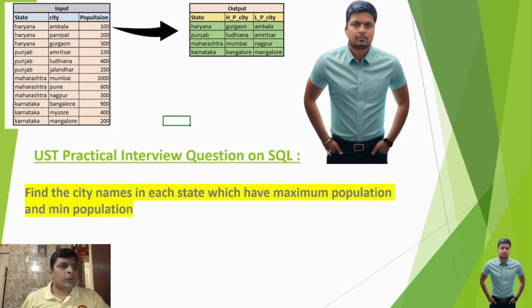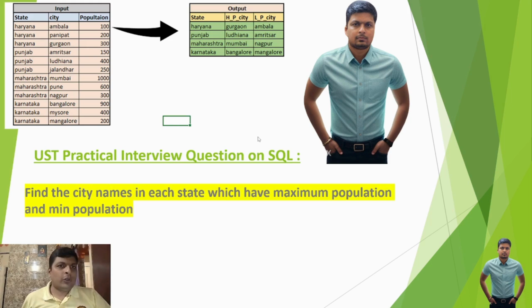So you can see here Haryana state has the highest population city, Gurgaon, and Ambala has the lowest population city. In Punjab, Ludhiana has the highest population city, and Amritsar is the lowest population city. In Maharashtra, Mumbai is the highest population city, and Nagpur is the lowest population city. And Karnataka has Bangalore as the highest population city, and Mangalore as the lowest population city.